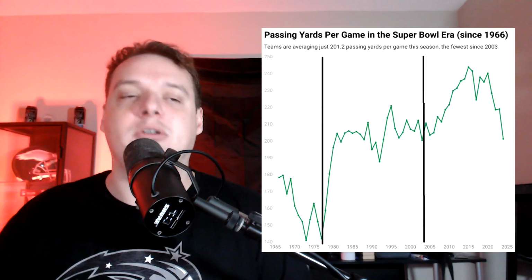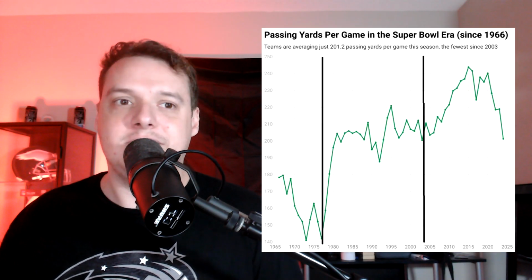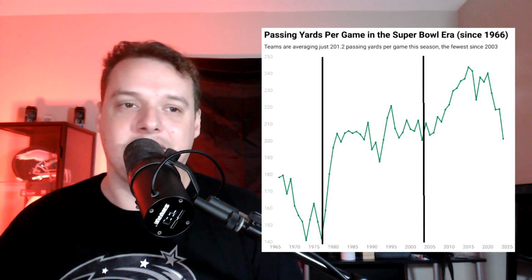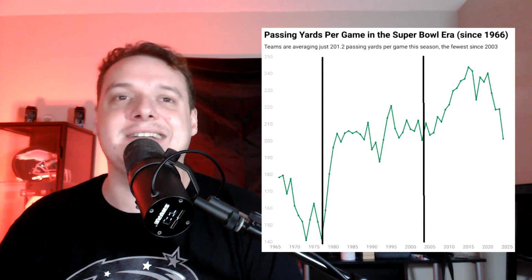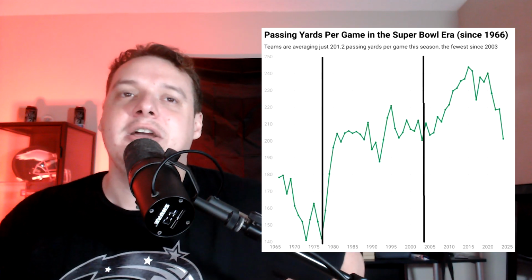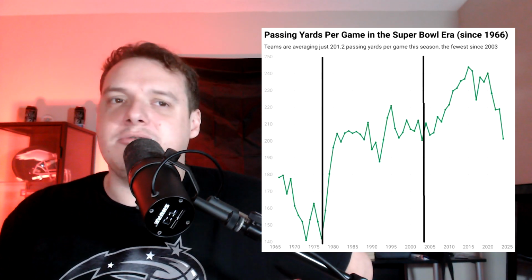And this created the whole passing boom in the 2000s with Peyton Manning, Drew Brees, Aaron Rodgers, and Tom Brady, of course, who was still benefiting from this in terms of his stats. This is why you see the big upswing. You also see a little bit of a downswing. No real rule change there.